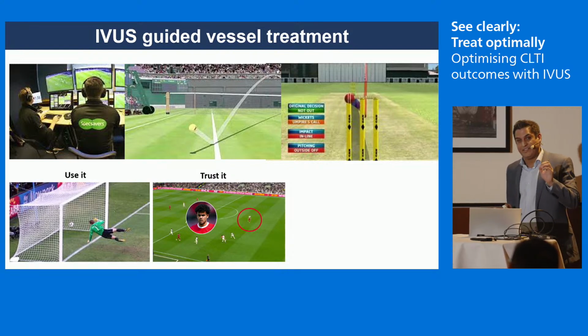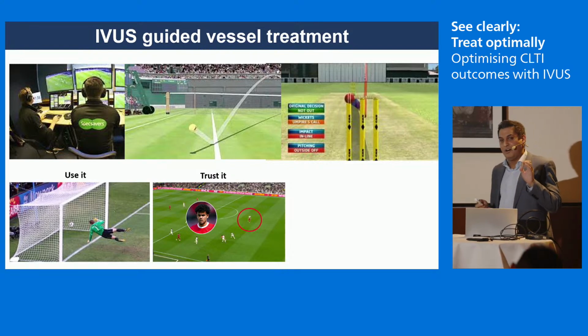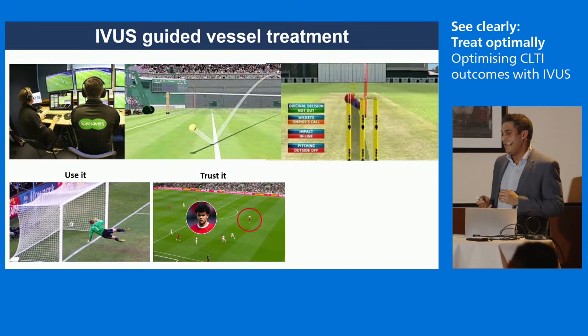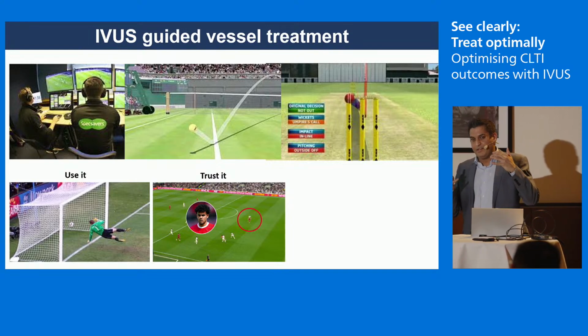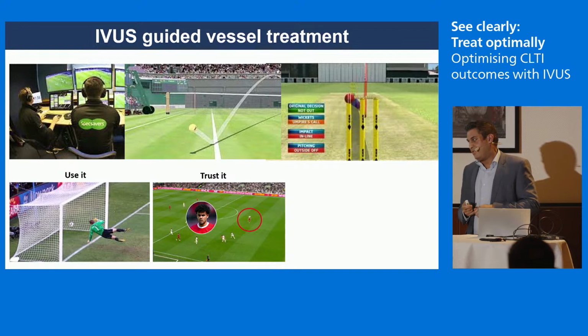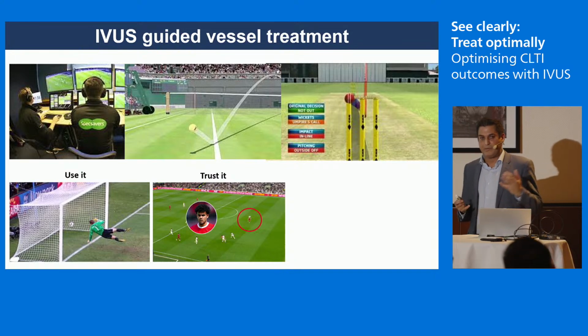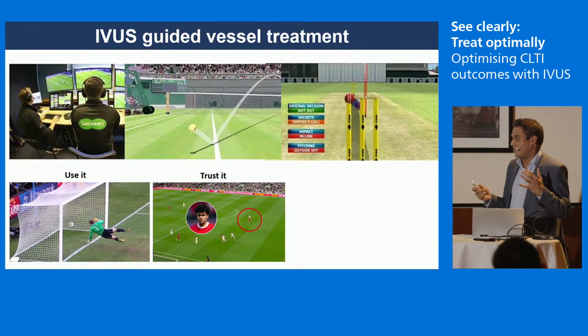So if you see something on IVUS, it can't be anything else. You've got to trust what you see. There's a temptation to use IVUS and go, well, the vessel says 5 millimeters, but I'm going to use a 3 mil balloon for the anterior tibial. You just got to trust it.